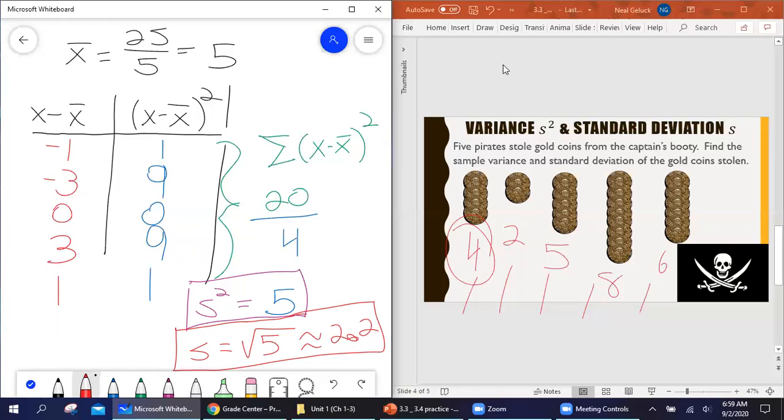And again, one time on the exam, you'll have to actually by hand calculate a standard deviation. Same kind of idea as what we just did here.